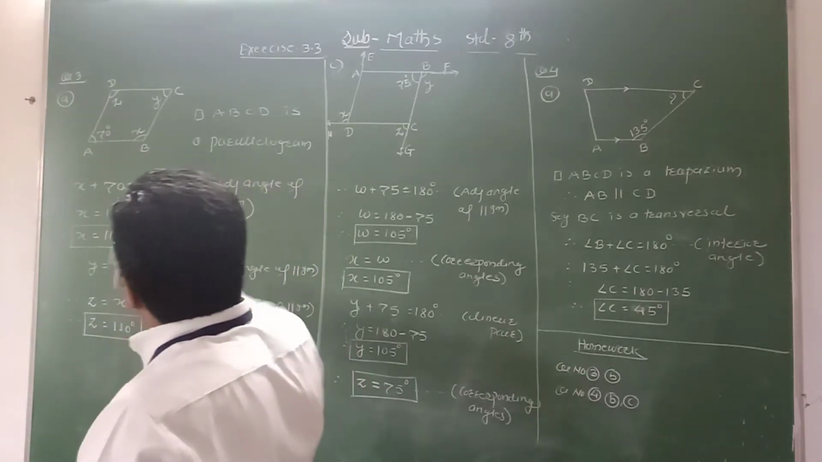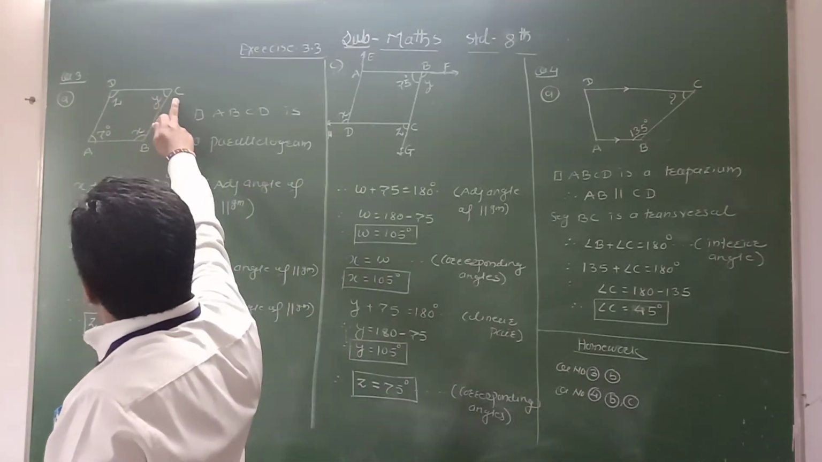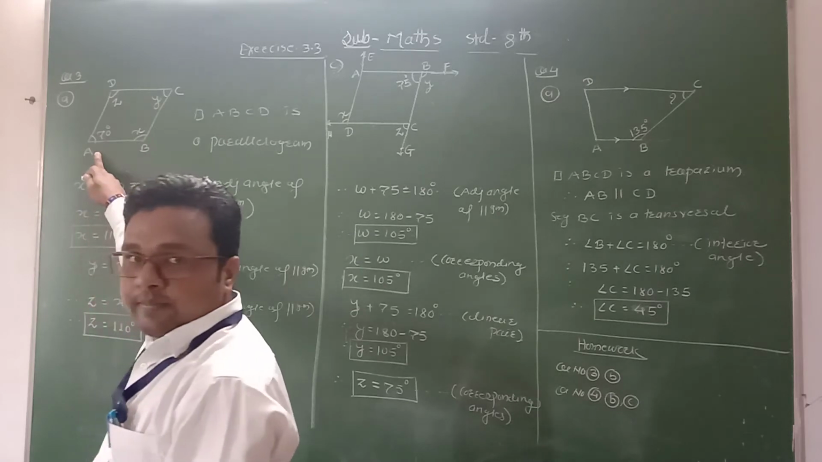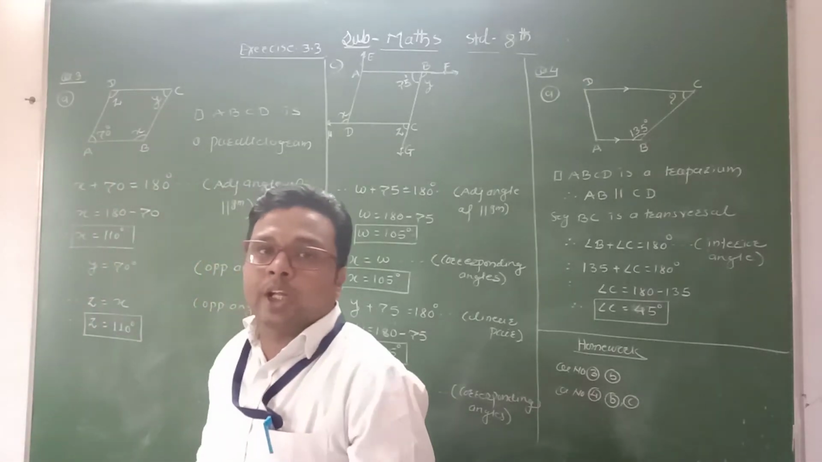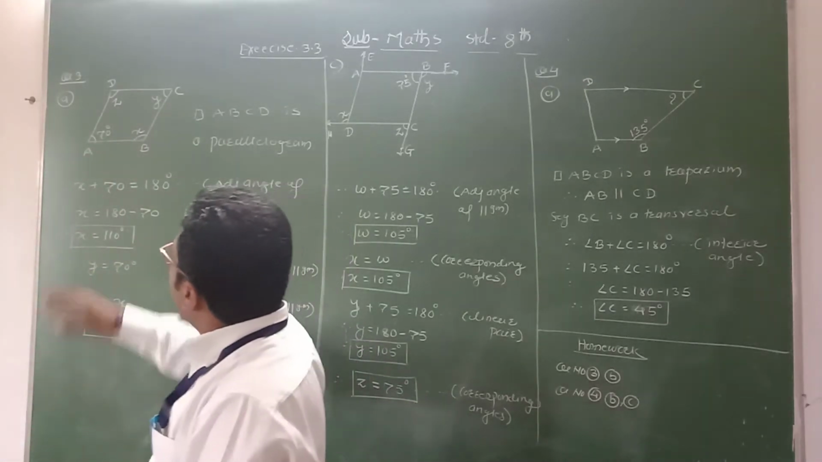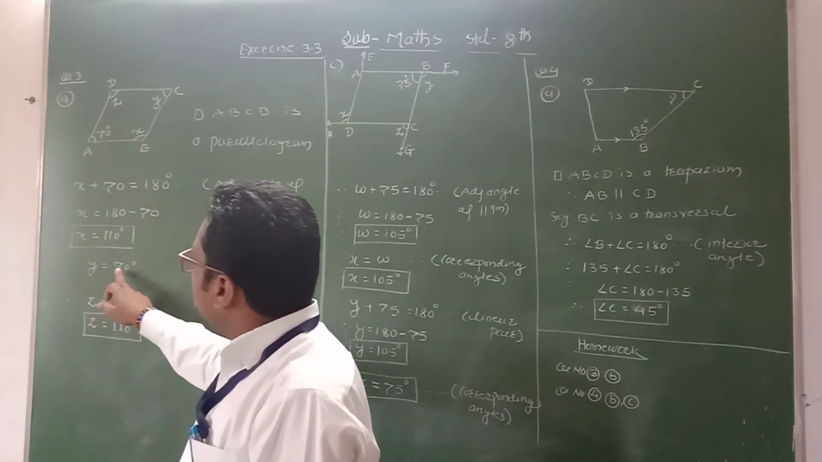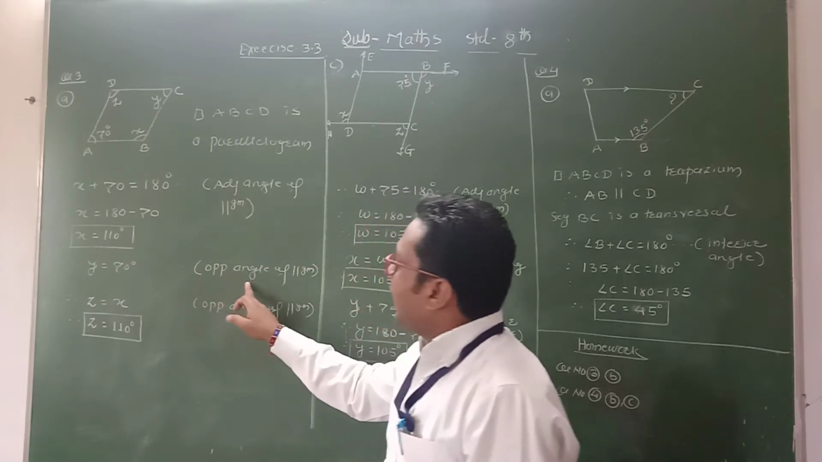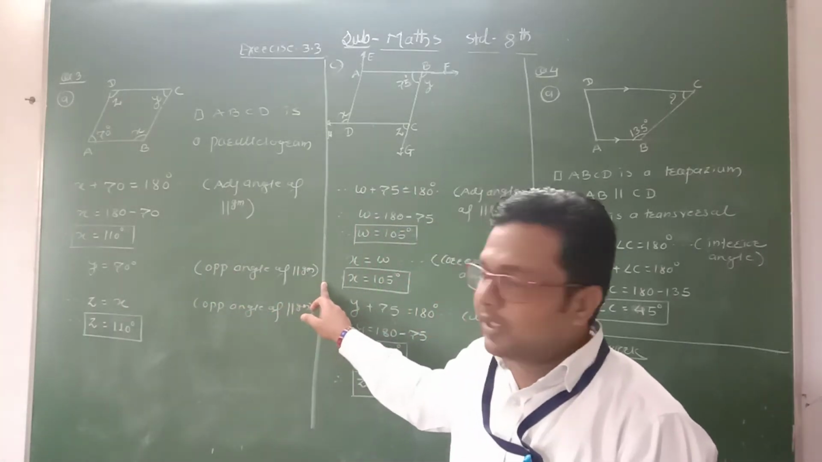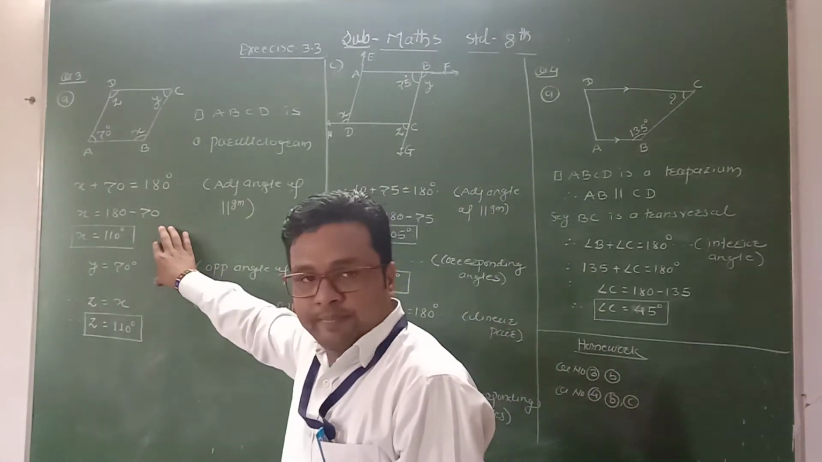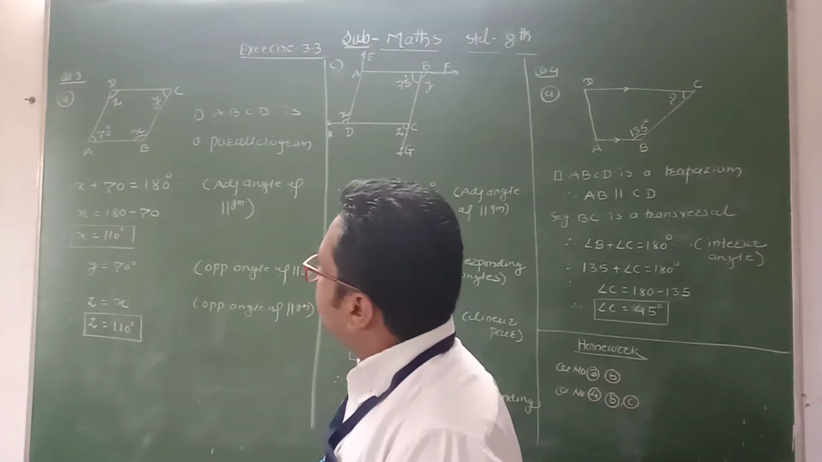Okay, now angle C is the opposite angle of angle A, and opposite angles of a parallelogram are equal. So easily we write y is equal to what? 70 degrees. Therefore y is equal to 70 degrees, opposite angle of a parallelogram. Okay, in this way we get the value of y. Then find the value of z.